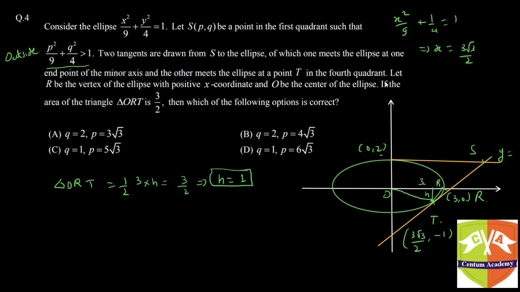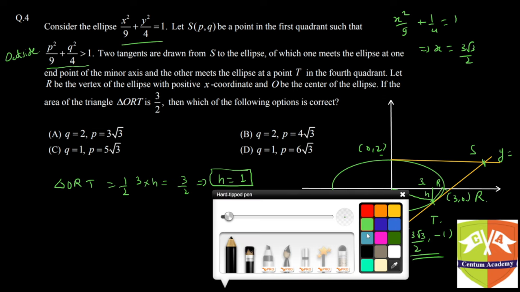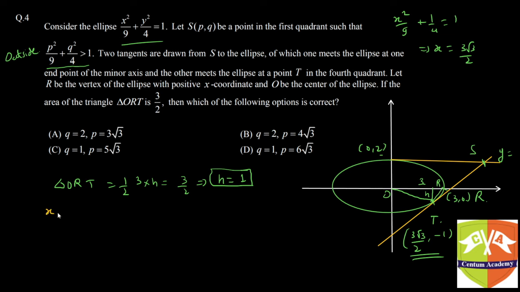All right. Now all we have to do is find this point S. So what I can do is find the equation of the tangent at this point T in point form. How do you write the equation of tangent in point form? It is T equals 0. That is x times (3√3/2)/9 plus y times (-1)/4 equals 1. And where will it cut the line y equals 2? So if I put y equals 2, then x√3/6 minus 2/4 equals 1.